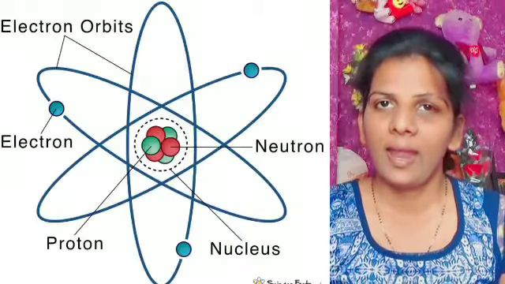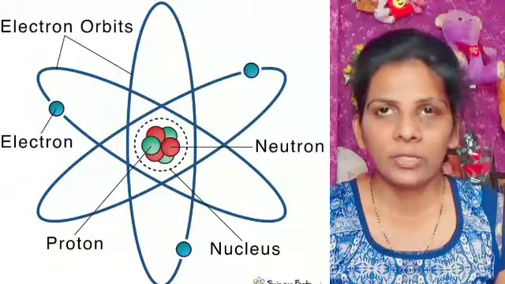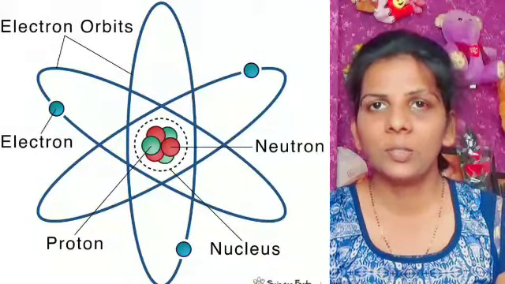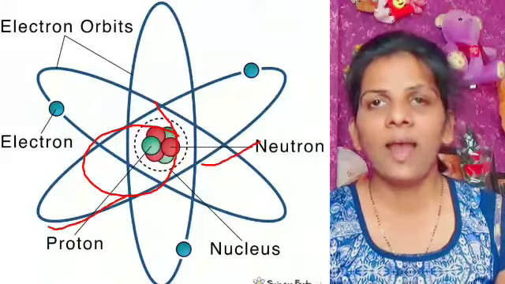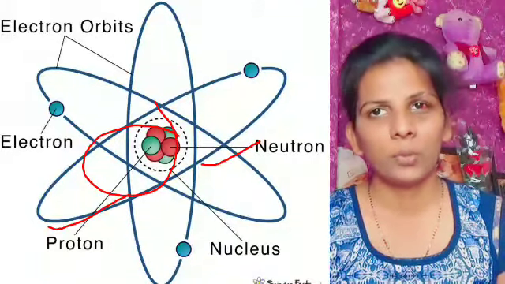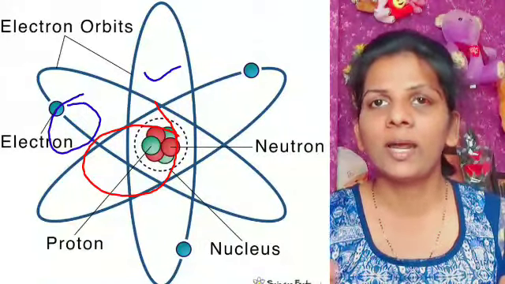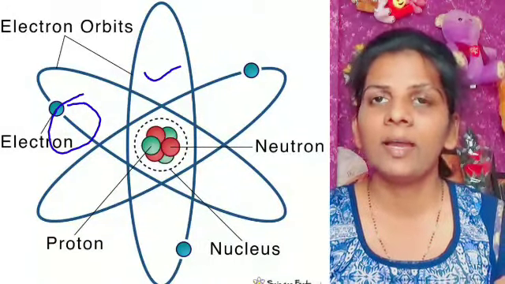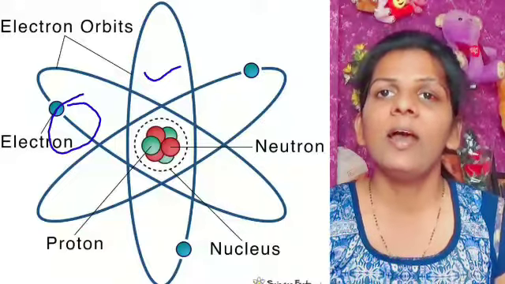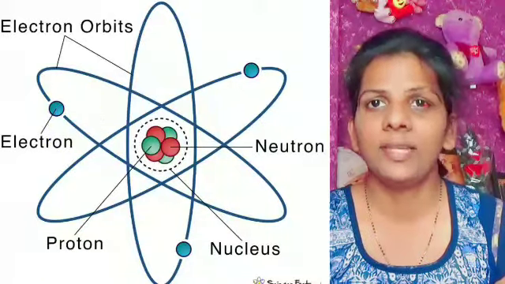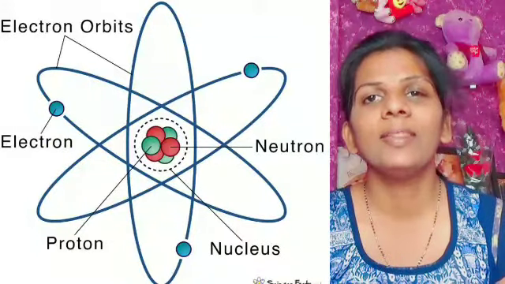Okay, and an atom, as you can see in the picture, this is an atom. It has a nucleus, and a nucleus has the neutrons and the protons, and the electrons are revolving around the nucleus in the electronic shell. The nucleus of an atom has two particles in it, namely the protons and the neutrons.